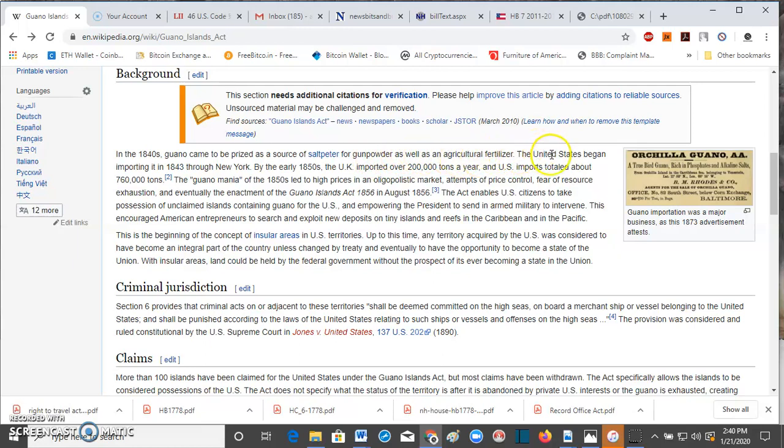There you go, people. The United States began importing guano in 1843 through New York. By the early 1850s, the UK imported over 200 tons a year, and the US imports totaled about 760 tons. The guano mania of the 1850s led to high prices in an oligopolistic market, attempts at price control, fear of resource exhaustion, and eventually the enactment of the Guano Islands Act in August 1856. The act enables U.S. citizens to take possession of unclaimed islands containing guano for the U.S., and empowers the president to send armed military to intervene.